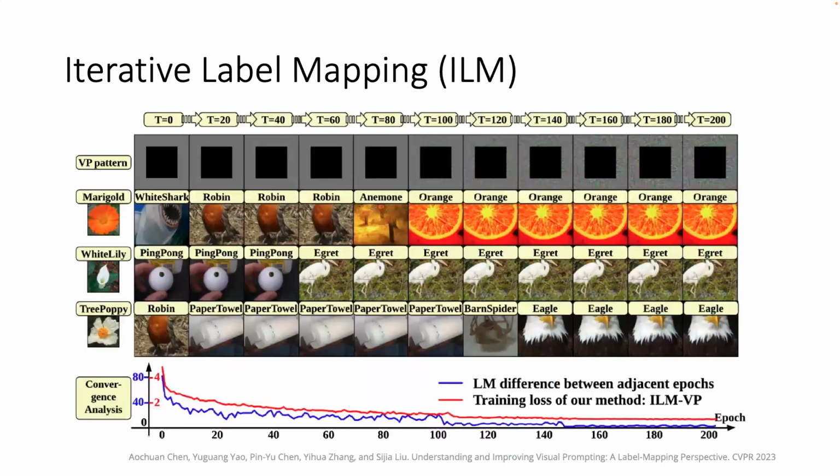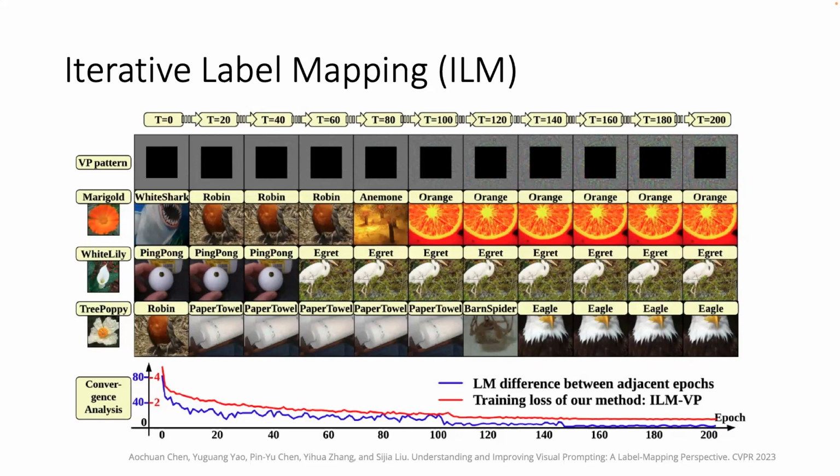But what we discovered is that if you really want to fully improve the power of label mapping for visual prompting, you should iteratively update the best label mapping function while you are training your visual prompts. For example, these are some target images, and we are iteratively matching the best target class to the best corresponding source label.